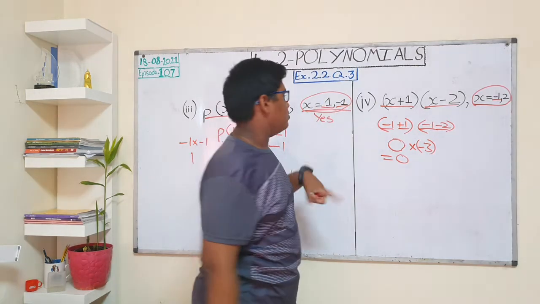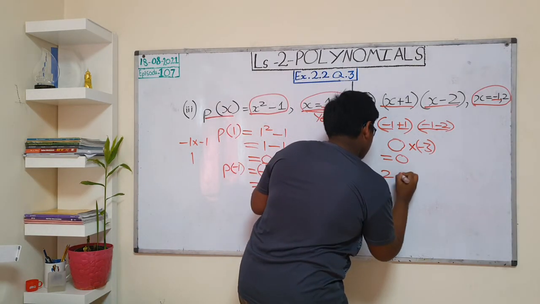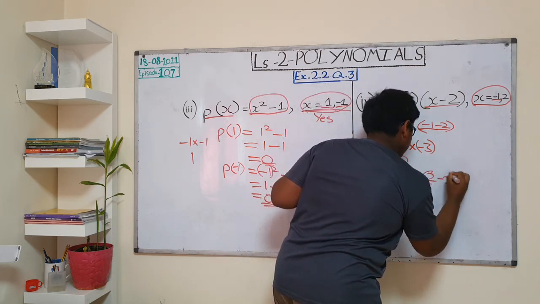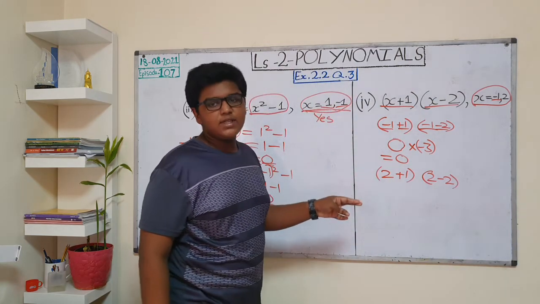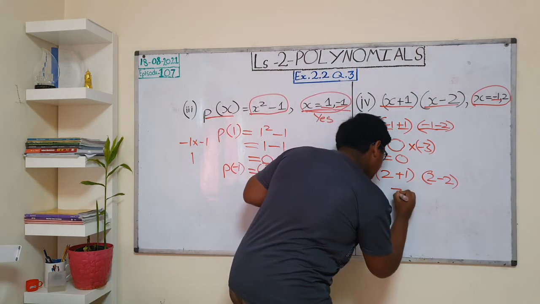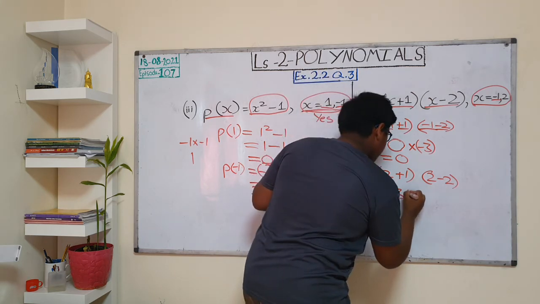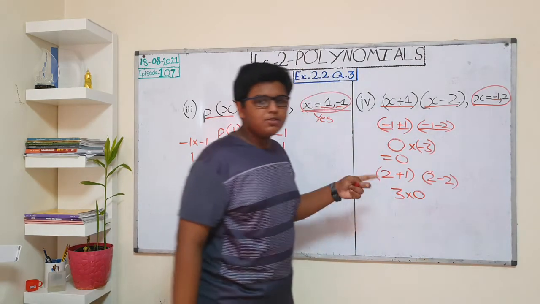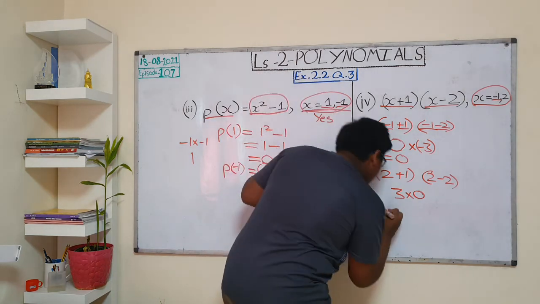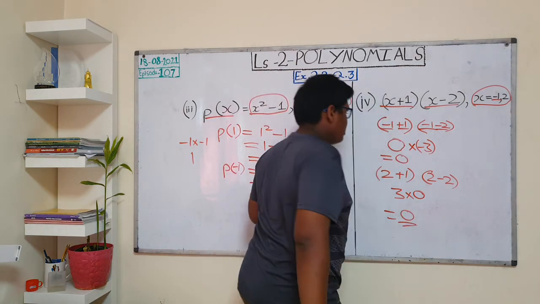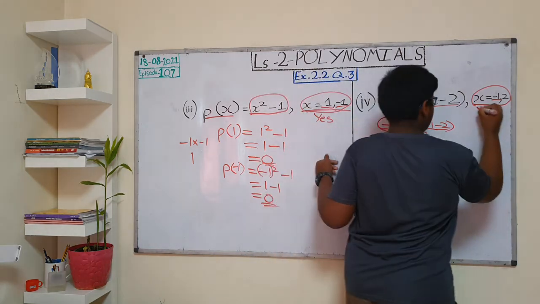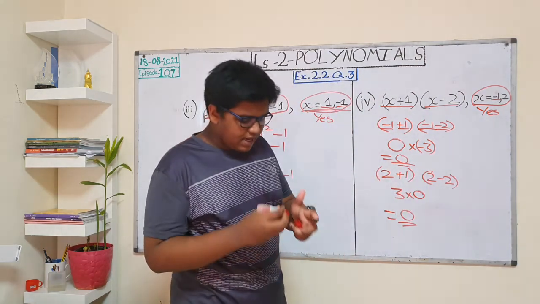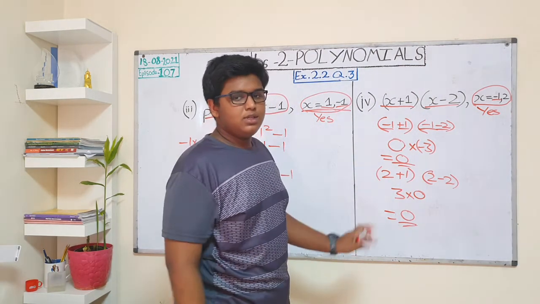So let's stick with 2. Now this will be 2 plus 1 in one bracket, and then 2 minus 2 in one bracket, right? Then 2 plus 1 is 3, right? Then into, because we are having brackets, 2 minus 2 is 0. So 3 into 0 will be 0, right? So we can tell that the answer is 0. Now both of them are zeros of the polynomial, right? Both are giving 0 as the answer.